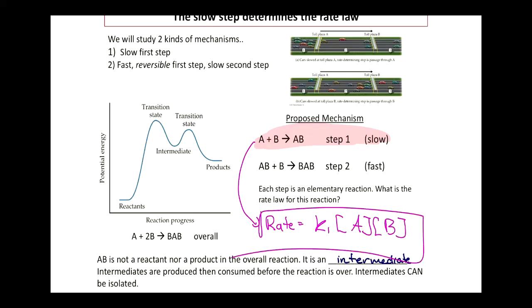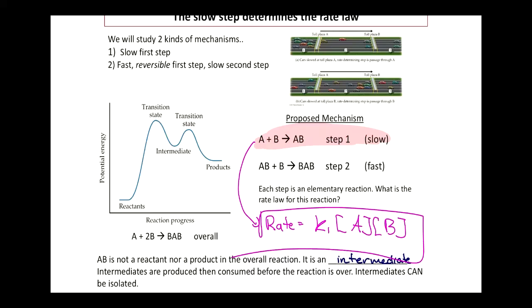So we just determined via this mechanism that it's first order with respect to A, first order with respect to B, because that is what's present in that first step. And notice that these coefficients, or these exponents, differ from the overall reaction. And it's because the rate law is based upon the mechanism, not the overall reaction. The reaction is a multi-step mechanism, but these individual steps are elementary reactions, so we can go ahead and just turn stoichiometry into coefficients. So that's it.